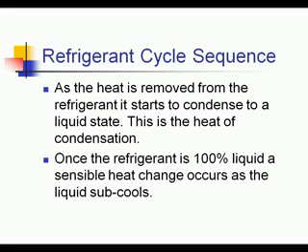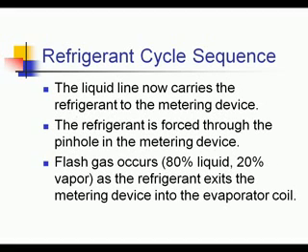Refrigerant leaves the compressor as a high pressure vapor in the discharge line. The heat from the compressor and the refrigerant is released into the condenser coil. At this pressure, the boiling point is much higher than the outdoor temperature, and the heat is removed from the refrigerant as it starts to condense to a liquid state. Remember, heat flows from areas of hot to cool. So if the boiling point and temperature in my condenser is much higher than the surrounding ambient air, the heat is going to naturally flow out of that condenser into the outside air.